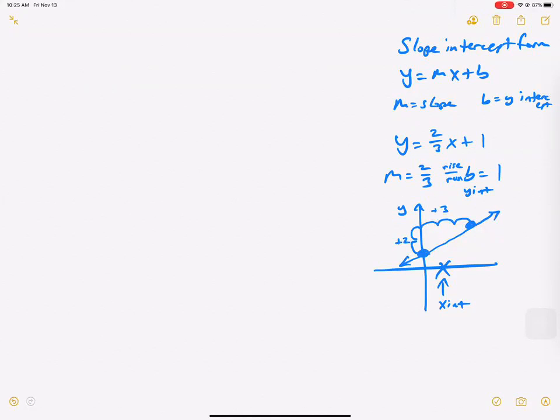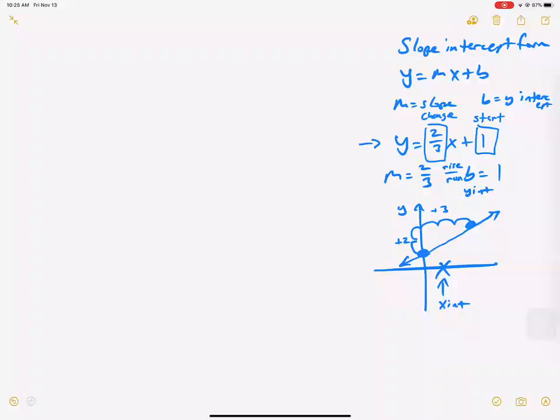So our line here, if we're given slope-intercept form, we know how to graph it already. We see that it's changing by 2 over 3, and we start at 1. This is my starting value, and this is my change. Okay, start and change.